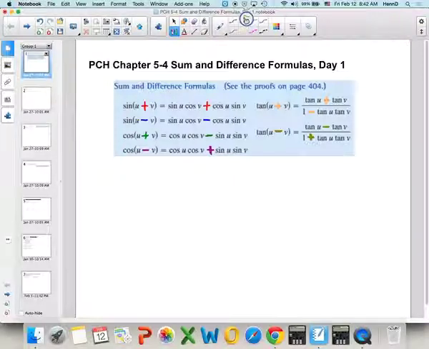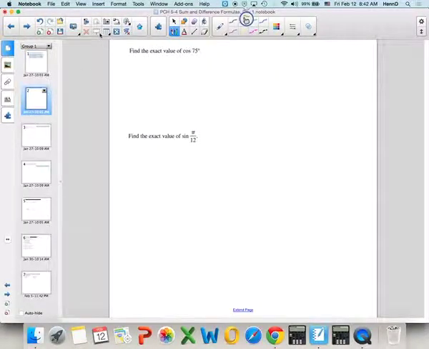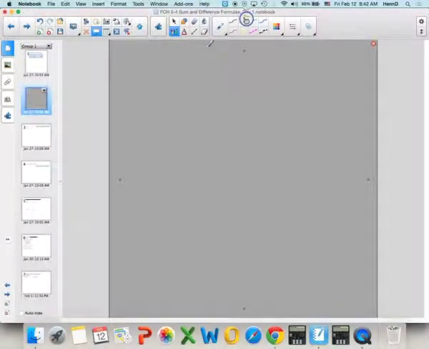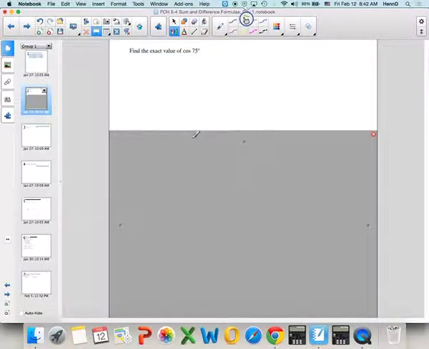So keep an eye on those formulas. As you're using them, pay attention to those similarities and differences to help you remember them. So those are the formulas. Let's look at how we would go about using these. One of the things that we can do is use these to find the value of trig functions that are not on our unit circle.